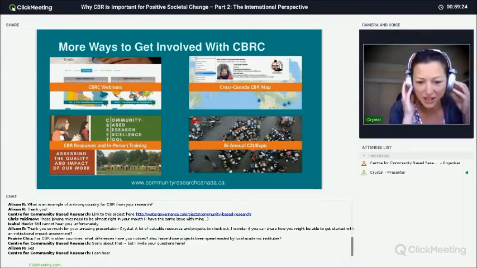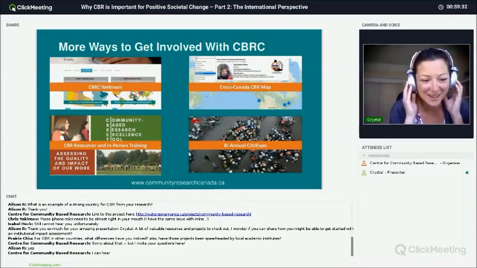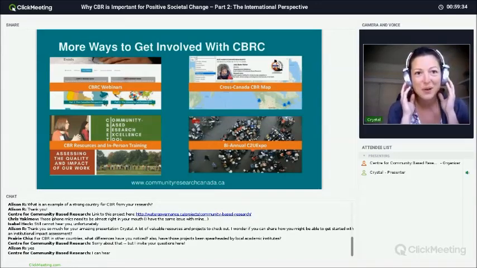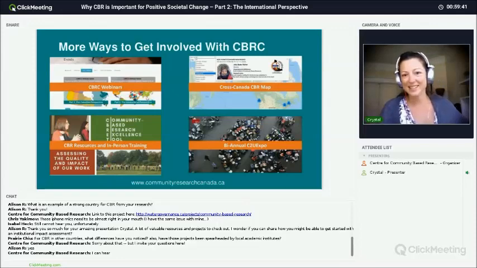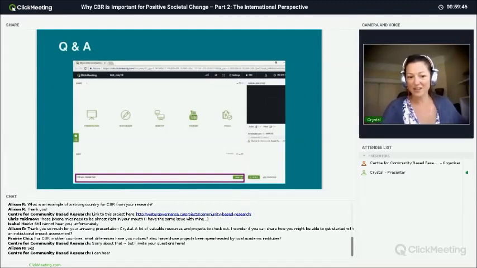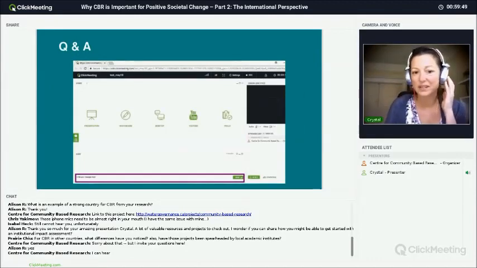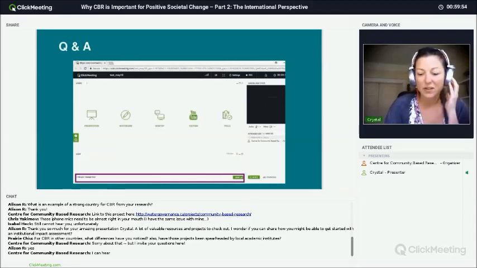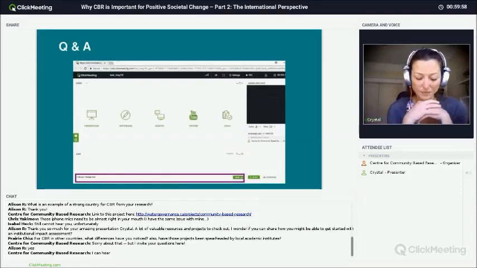A lot of valuable resources and projects to check out. I wonder if you can share how you may be able to get started with an institutional impact assessment. Good question. It definitely required some thinking to get started on that. It seems like quite a monumental task. There were lots of meetings with different folks around campus. I met with quite a few of our deans and VPs and our institutional support folks.